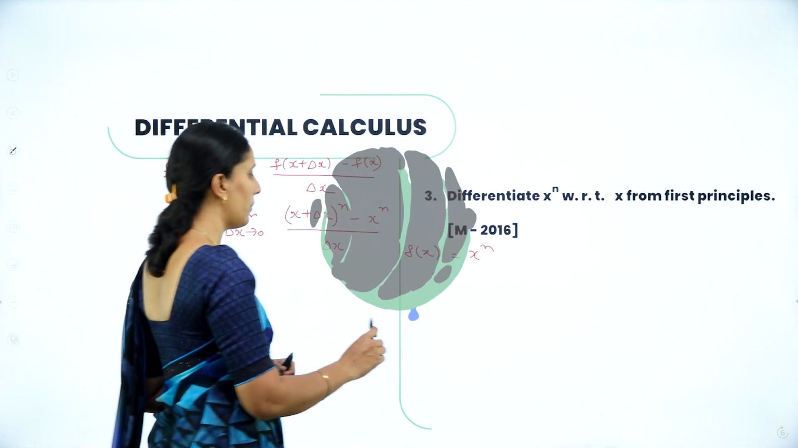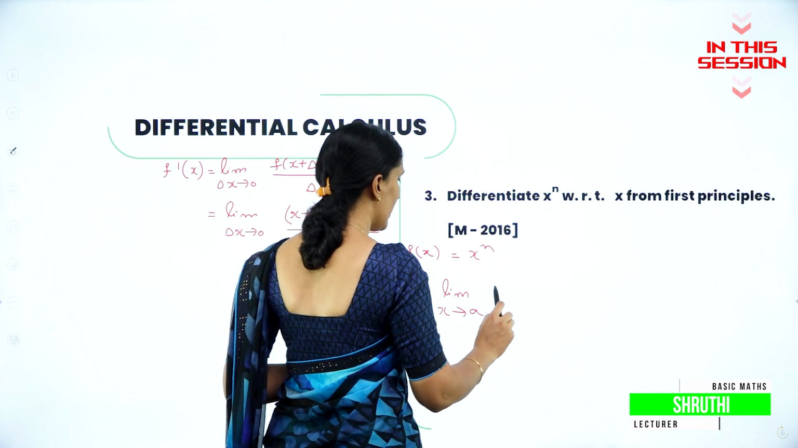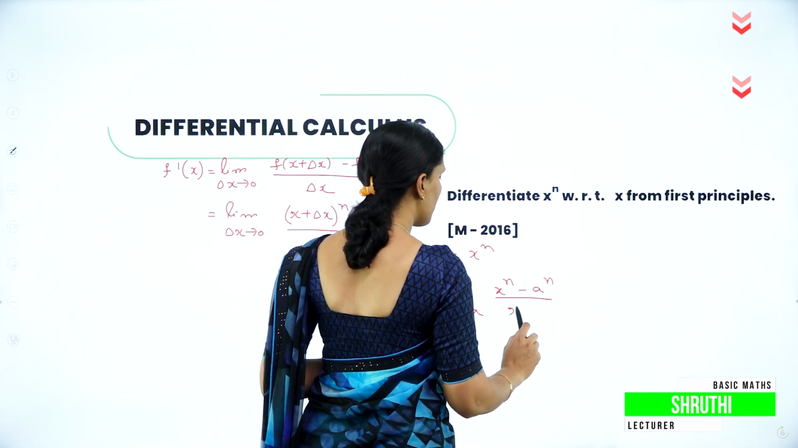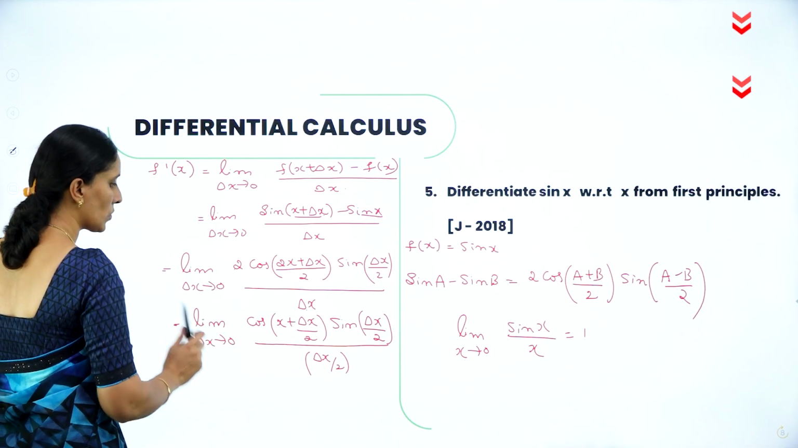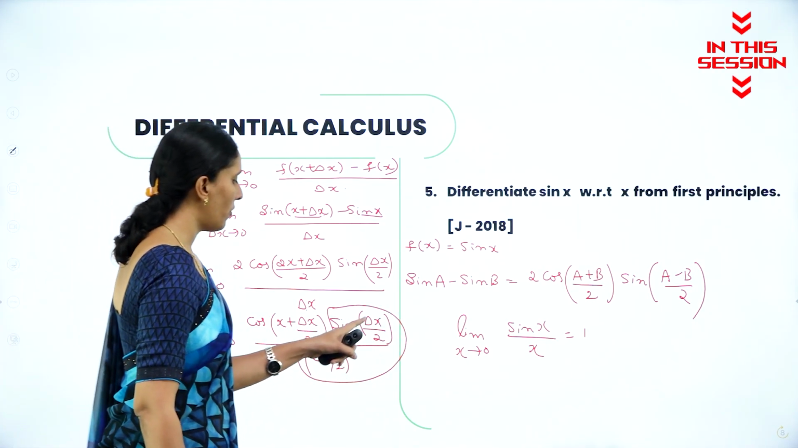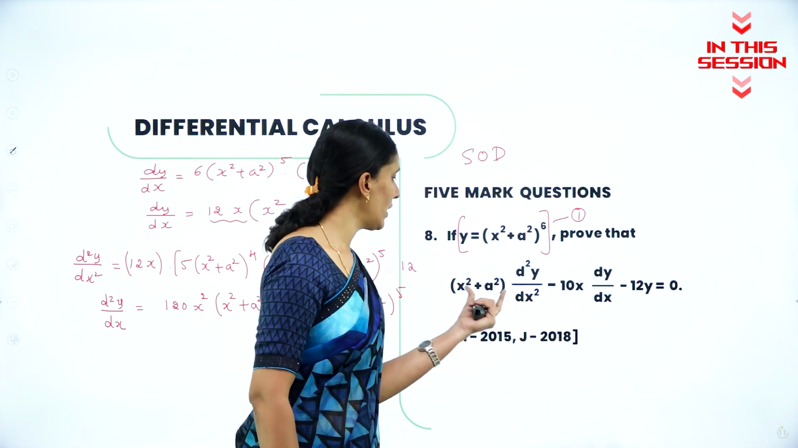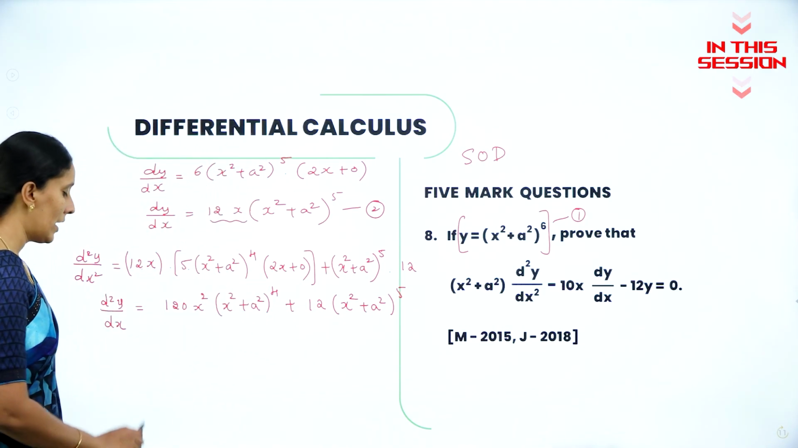We know the standard limit, that is limit as x tends to a, x to the power n minus a to the power n divided by x minus a, is written in the form of n into a to the power n minus 1. Apply the limit as delta x close to 0 for this function. This takes the form of sin x by x. Now you can observe the equation. We need x square plus a square term along with d square y by dx square.